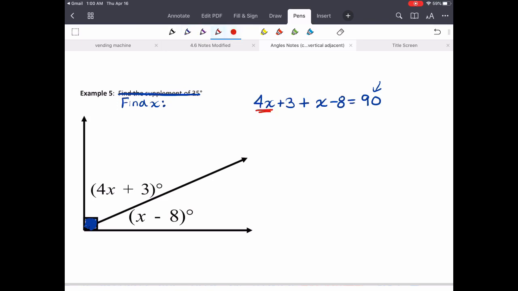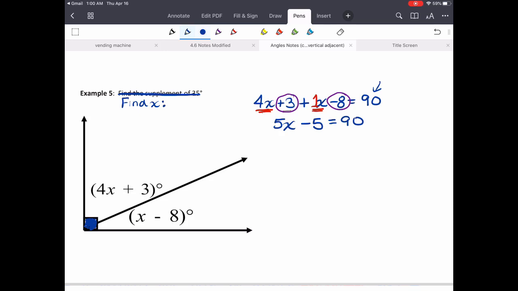Okay, so let's remember what we do with like terms. We cannot do 4x plus 3. Those are not like terms. But I can add x's to other x's. So 4x plus, and you could think of that as 1x. So 4x plus 1x is 5x. And then constants, this is 3 and this is negative 8. Well, 3 and negative 8 will make minus 5. And then I'm going to make that equal to 90.